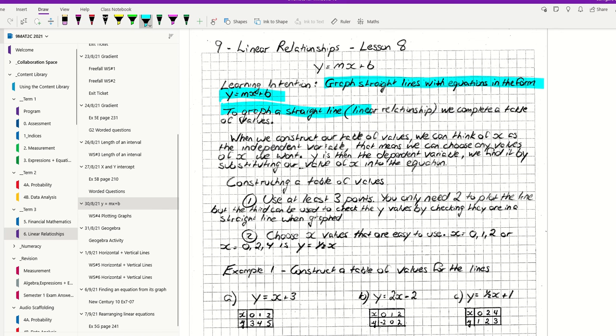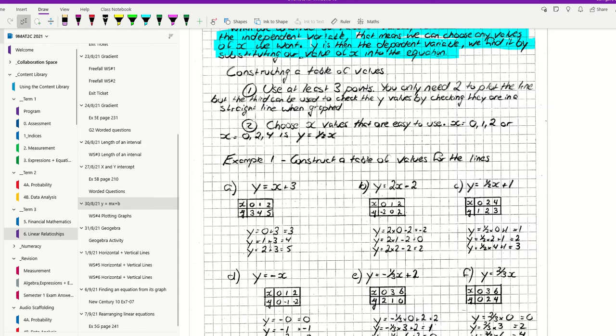So to graph a straight line, which is a linear relationship, we complete a table of values. When we construct our table of values, we can think of x as the independent variable. That means we can choose any values of x we like. Y is then the dependent variable, and we find y by substituting a value of x into the equation. Okay, that's just a bit of a blurb.